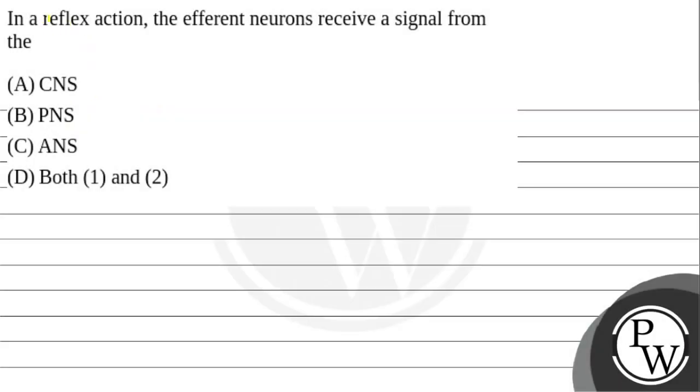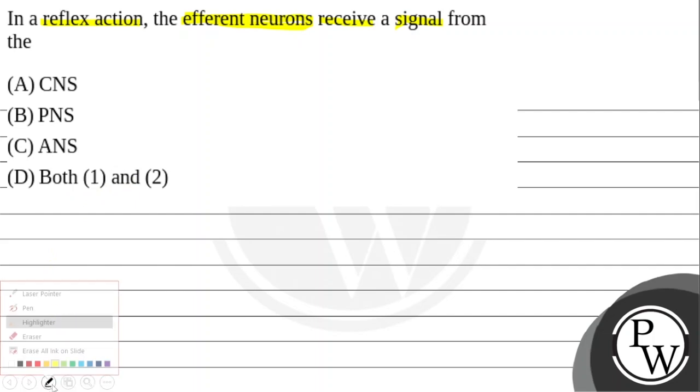Hello students, let's see the question first. In a reflex action, the efferent neurons receive a signal from: the options are CNS, VNS, ANS, both 1 and 2.